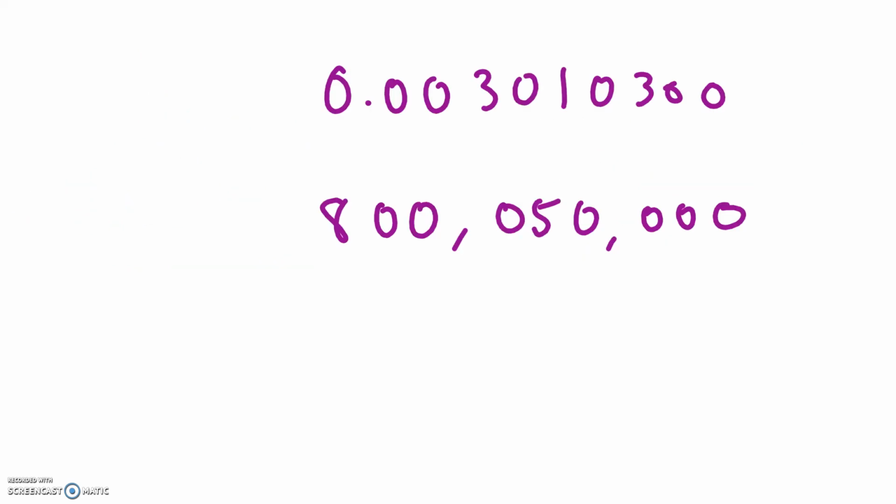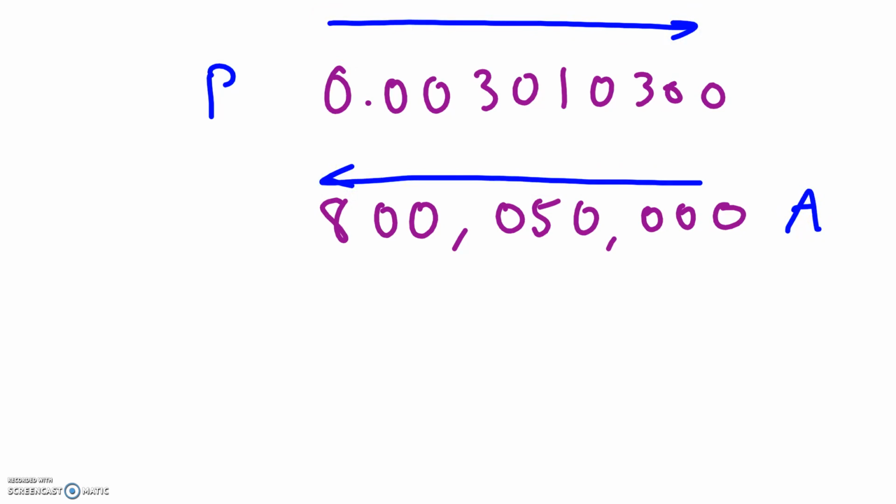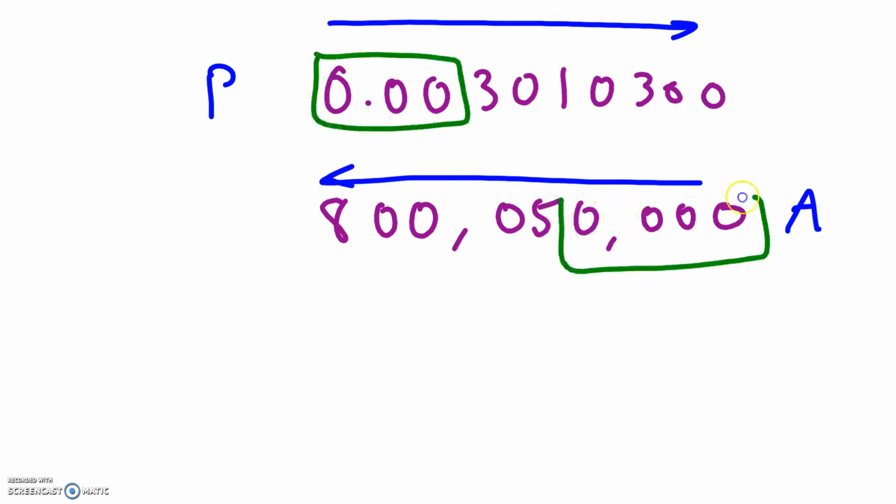So to count sig figs, first you have to determine whether you're starting from the Pacific side or the Atlantic side. Once you figure that out, you can determine which zeros are leading. The leading zeros are not significant. What is significant? Everything else.